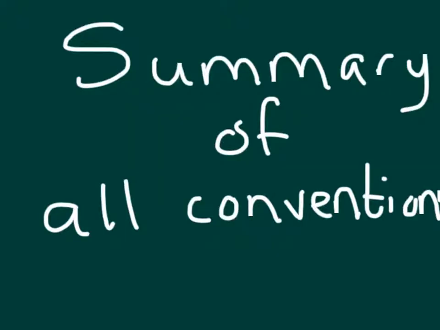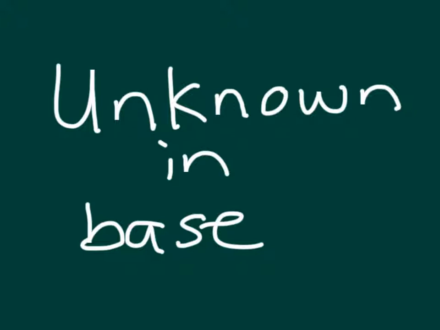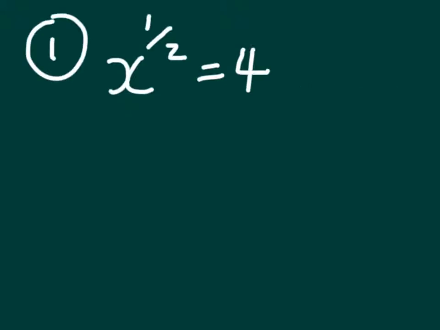Now that we are clear about all the basic conventions, we can approach some examples of solving exponential equations, covering all the conventions needed. Let's go through a couple of examples of solving exponential equations where the unknown is in the base. Firstly, let's look at x to the half is equal to 4. Maybe this is better understood as the square root of x is equal to 4.